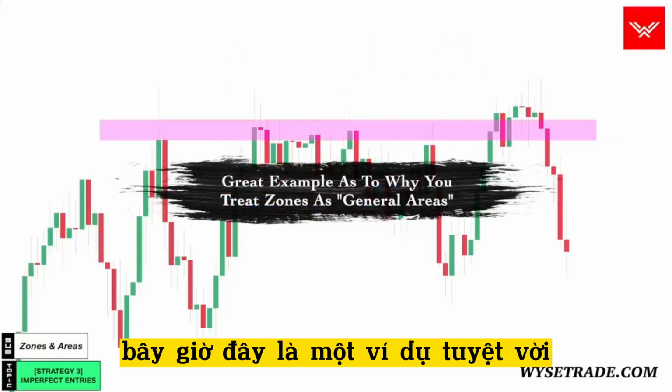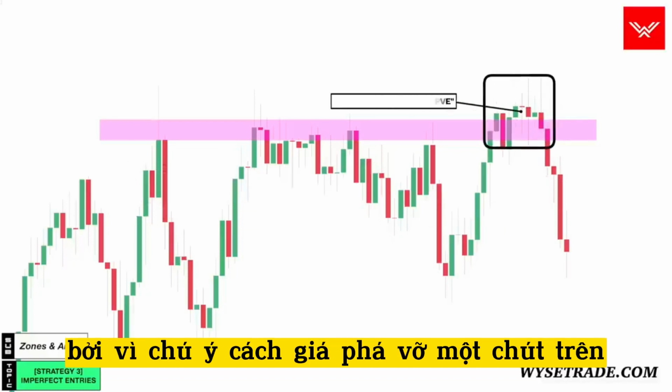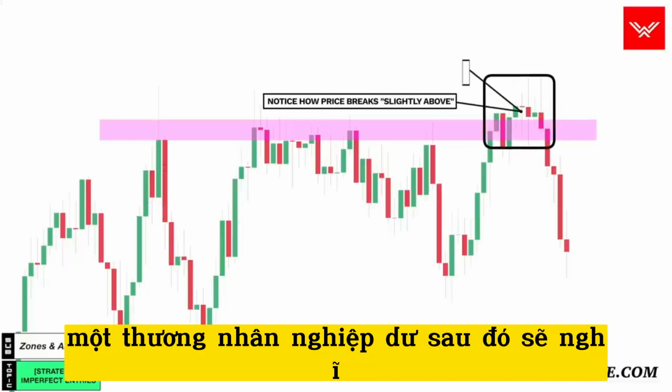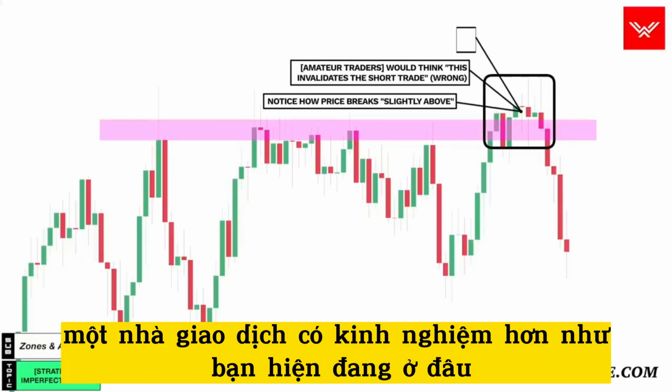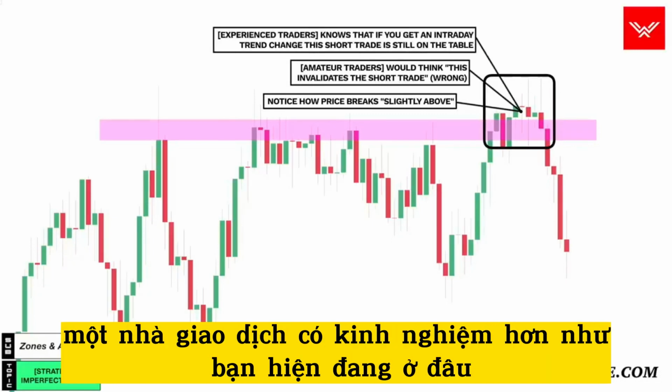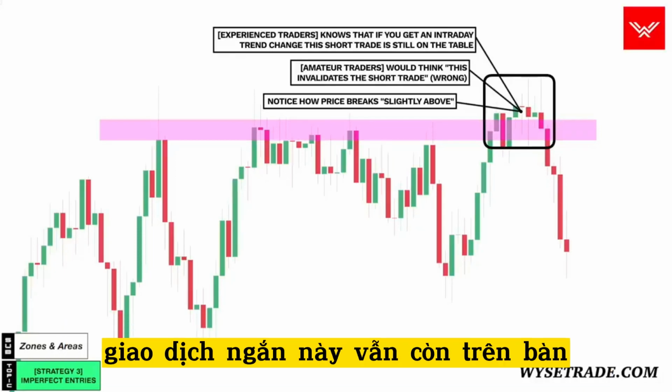Now, this is a great example of why you are treating it as an area, because notice how price breaks slightly above. An amateur trader would then think this invalidates the short trade, whereas a more experienced trader, like you are now, knows that if you get an intraday trend change, this short trade is still on the table.